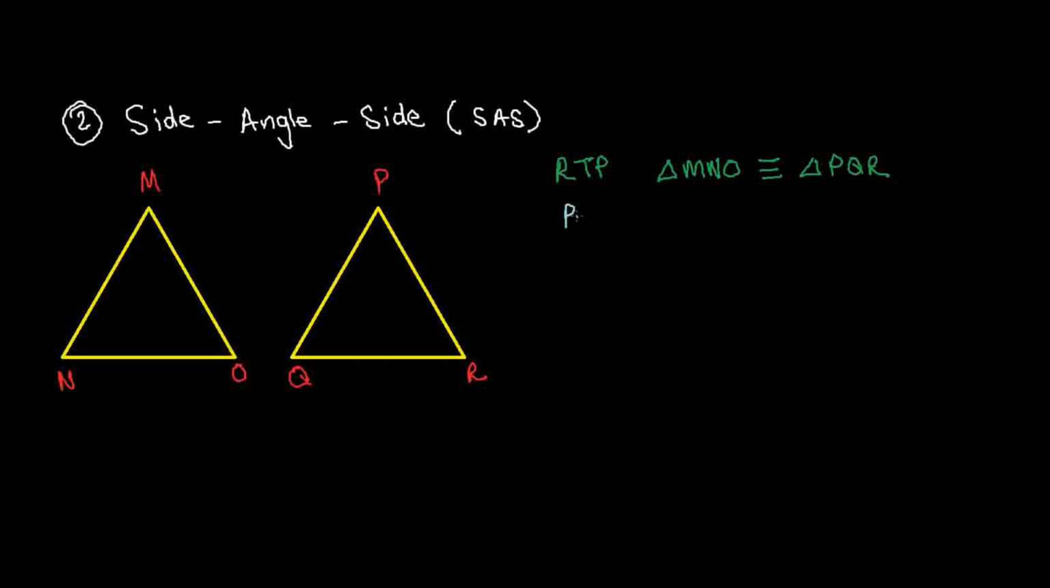So the proof, right? Firstly, I have to state my evidence. So my evidence is that in triangle MNO and triangle PQR, I observed the following, right? The first thing I observed, right? Of course, let me just mark the given information in this diagram. I'll do that in white.